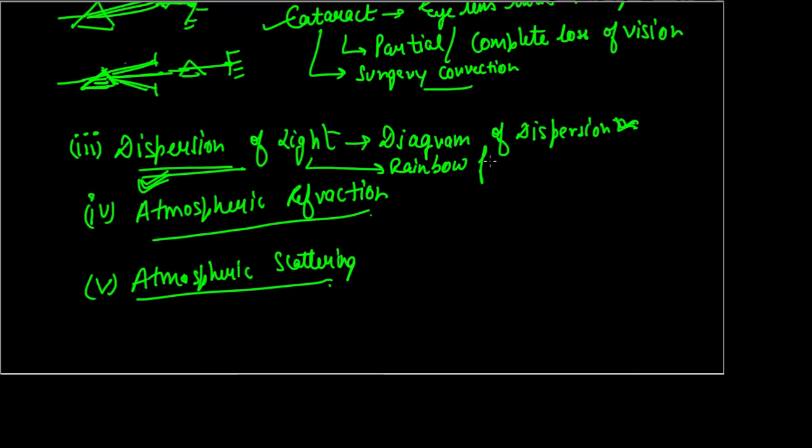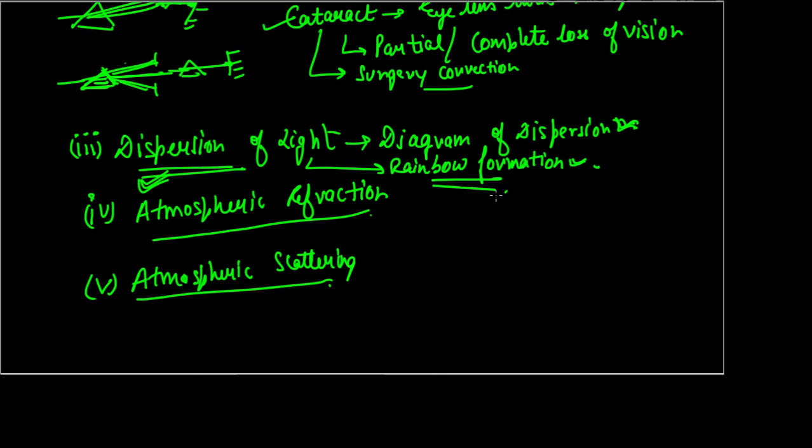Rainbow formation is very important in this. Please go over it carefully. So dispersion of light, atmospheric refraction, atmospheric scattering, and the applications of all these three should be clear. Okay, and rainbow formation is very important.